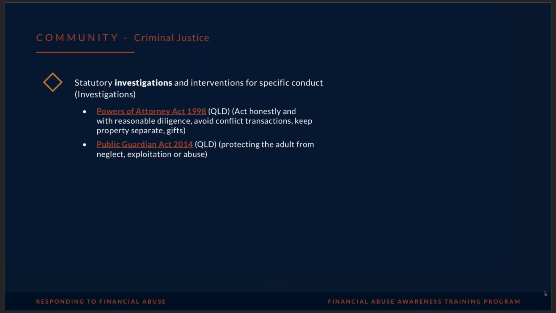Statutory investigations and interventions can also be called upon under the Powers of Attorney Act and the Public Guardian Act. In both these cases, statutory agencies have the ability to investigate, intervene, and take court action if there have been breaches of the Act. The Public Guardian Act includes a specific protection of protecting an adult from neglect, exploitation, or abuse, but this generally applies to those who have diminished or limited decision-making capacity.